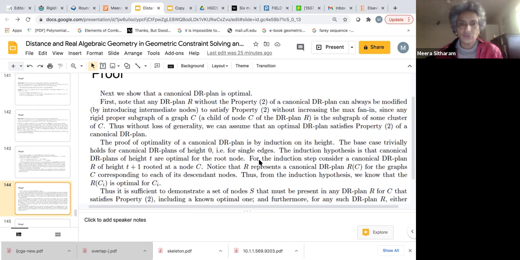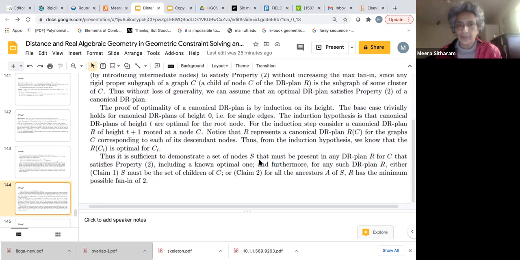Okay, so the proof of the optimality is done by induction on the height of the DR plan. The base case is essentially height zero, which means that all the nodes are single edges. The induction hypothesis is that the canonical DR plans of height T are optimal for whatever graph happens to be at the root node.